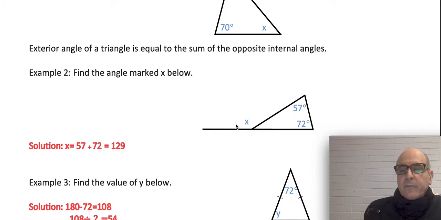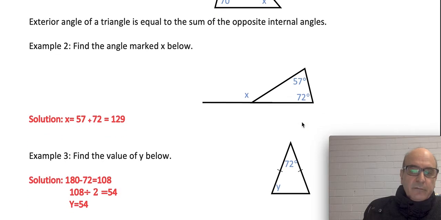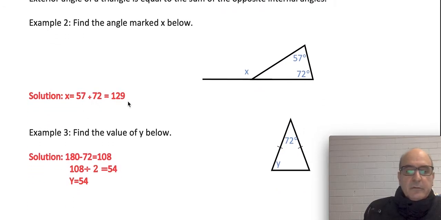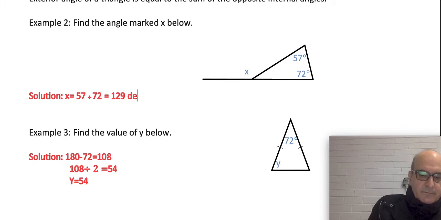Or exterior angle. This exterior angle will be equal to the sum of these other two internal angles. So the sum of 57 and 72, not this angle, that's why we call it opposite to this. So this exterior angle will be equal to 57 plus 72. 57 plus 72 gives us 129. So x is equal to 129 degrees.